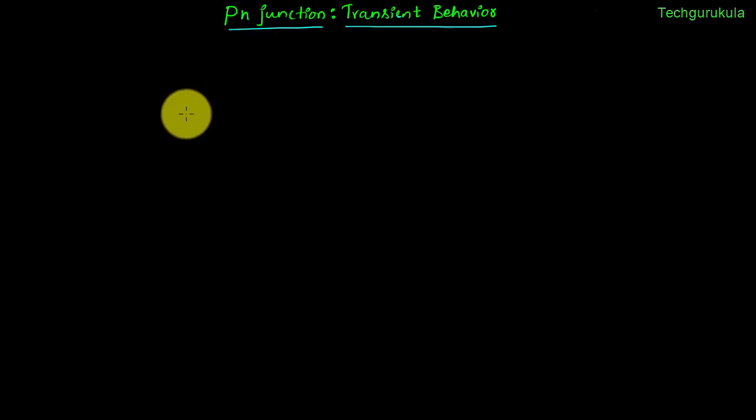In this video, we're going to see transient behavior of a PN junction diode. PN junctions are used in switching applications. Sometimes you want the PN junction diode to conduct current through it, so you forward bias it, and sometimes you don't want the PN junction to conduct current, so you reverse bias the PN junction.